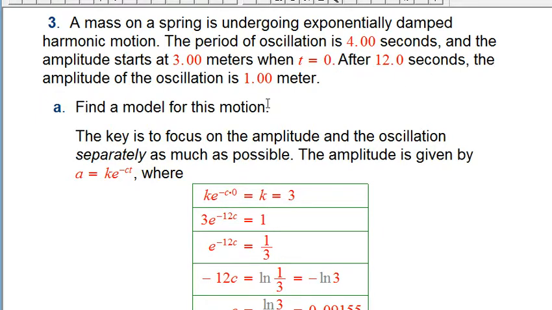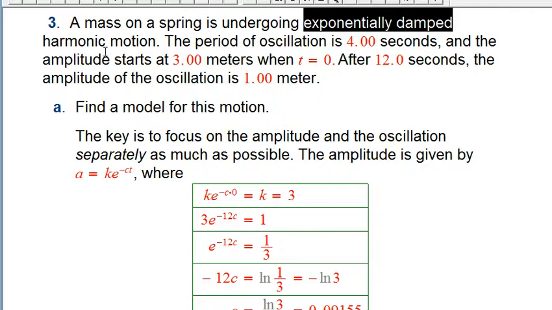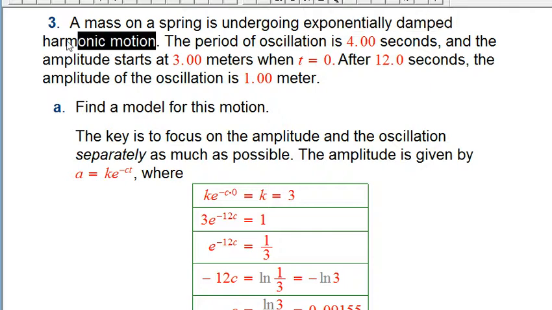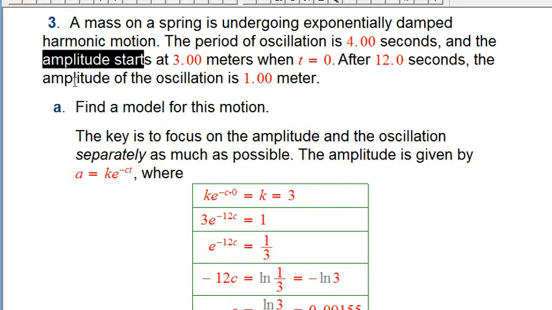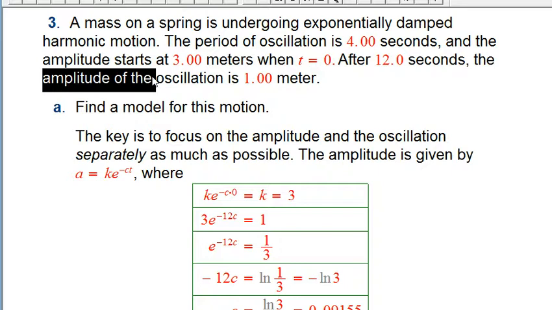Okay, so a lot of people get confused by this because, in principle, there's a combination of two things happening. The amplitude is going down exponentially, and there's a sine or cosine oscillation. The main thing is to keep those separate as much as possible. Let's focus on the amplitude. After all, this says the amplitude starts at something. The amplitude, most of this is really about the amplitude, which is an exponential function.